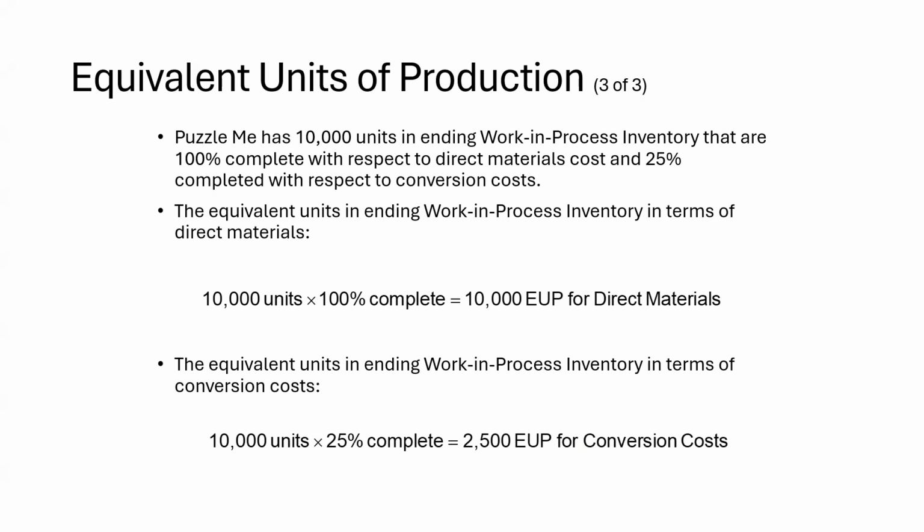Now, this example highlights an important point, and that is the equivalent units of production can differ for direct materials and conversion costs, necessitating separate calculations for each.